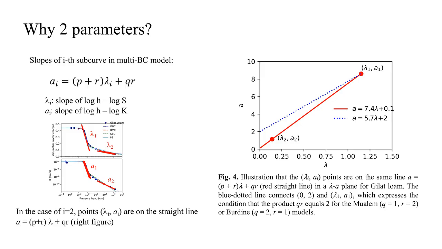Therefore, in the case of i equals 2, the points lambda i, A i lie on a straight line in the lambda-A plane, as shown in this figure. This figure is based on the same soil used in the previous slide. The slope of the red line is P plus R, and the y-intercept is QR. For the Multimodal and Burdine models, QR equals 2, which means the points cannot lie on both lambda 1, A1 and lambda 2, A2 simultaneously. In this case, we can only optimize to lambda 1, A1, as indicated by the blue dotted line.